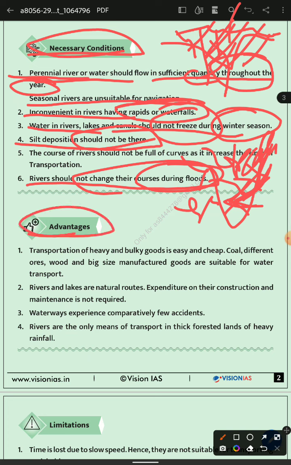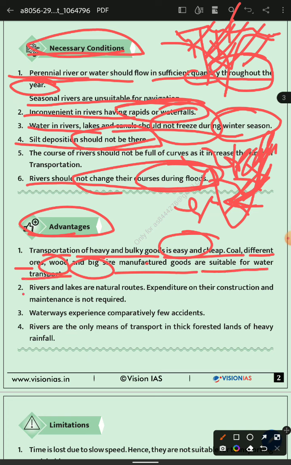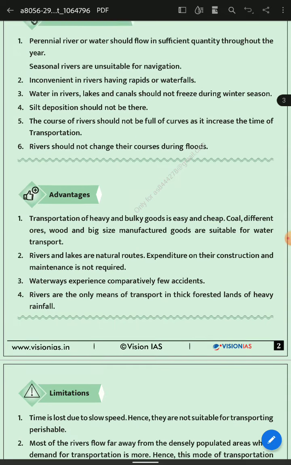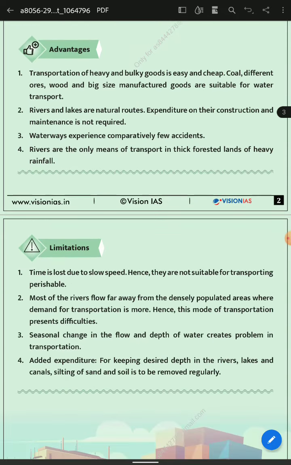Now, what are the advantages of transportation? Heavy, bulky goods can be moved easily and cheaply, including coal and big manufactured goods on boats. It is sustainable water transport on natural river and lake routes, with condition maintenance. The river is the only means of transport in forest and heavy rainfall land. That covers the advantages and conditions, and then the limitations.